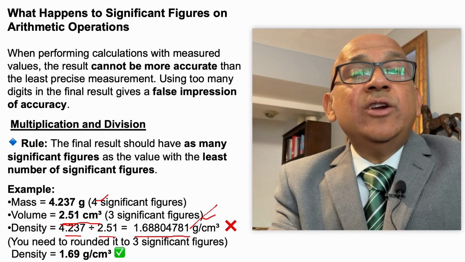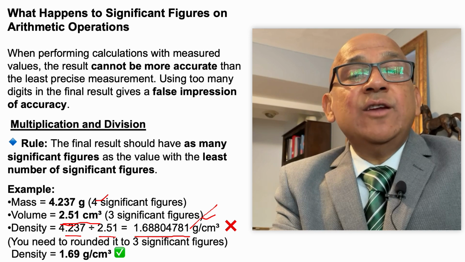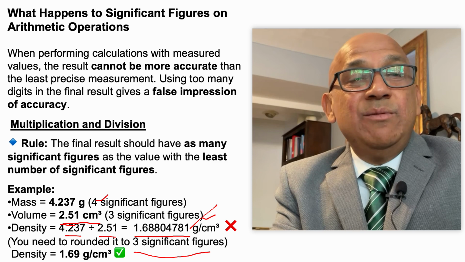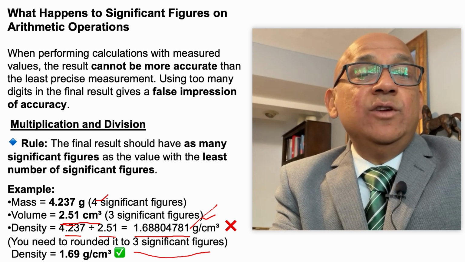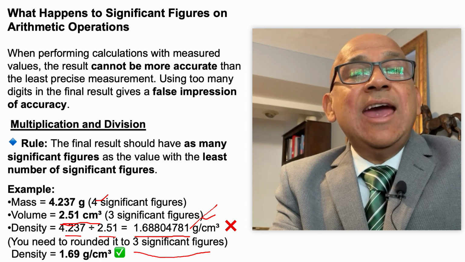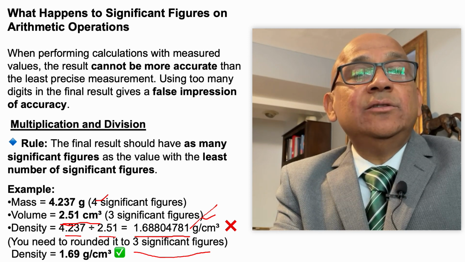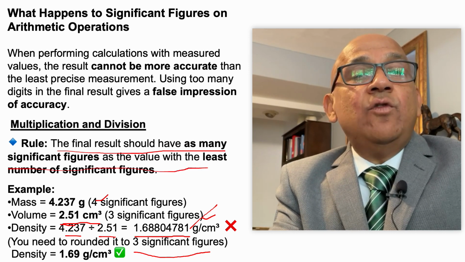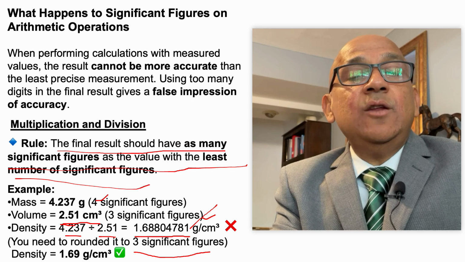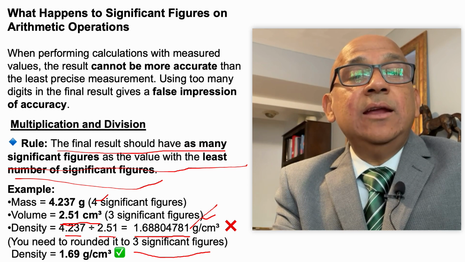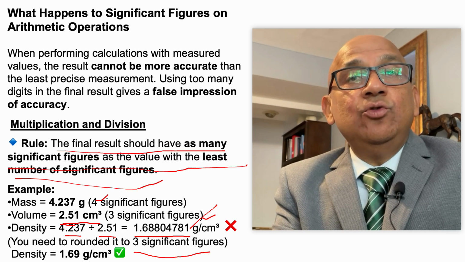So, you need to round this number to just 3 significant figures, because the volume had 3 significant figures. The rule is the final result should have as many significant figures as the value with the least number of significant figures. Volume has the least, 3, so density will also have 3. So, you should write your answer as 1.69 gram per centimeter cube.